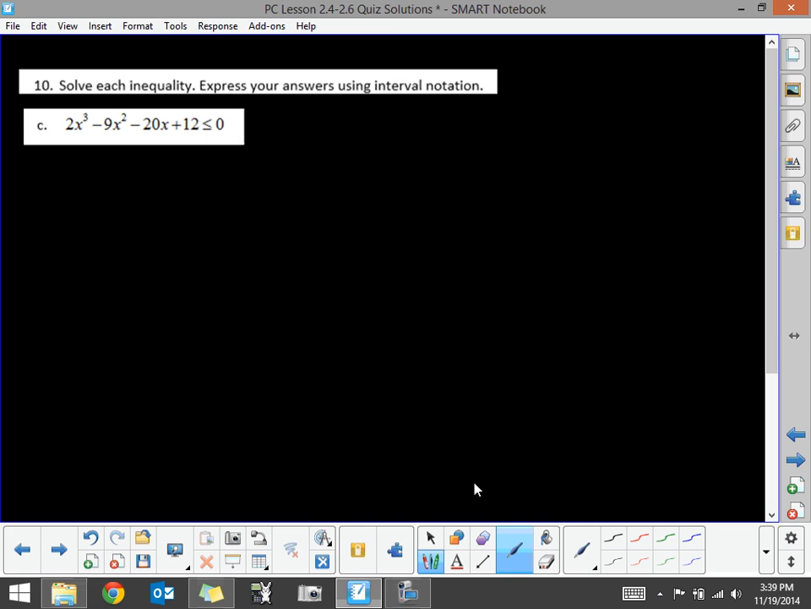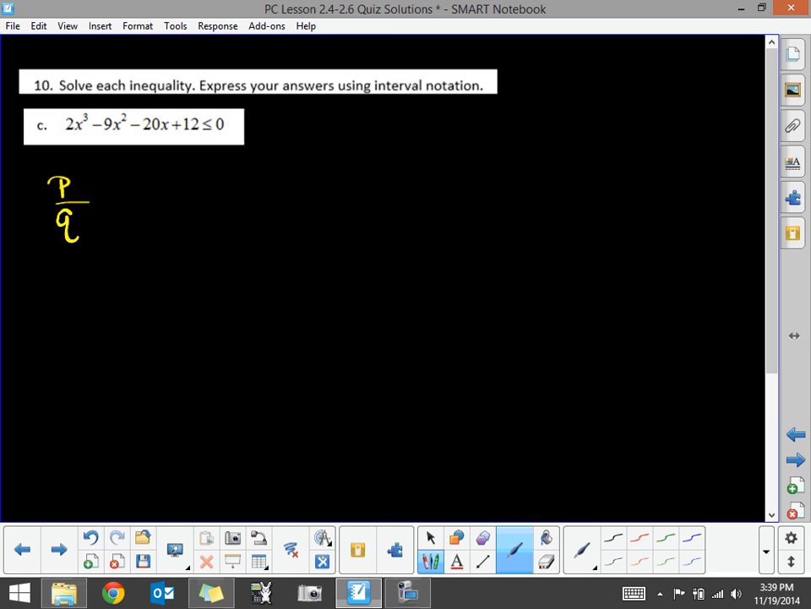Now, I've committed to you that when we have these on a test, I'll either give you a zero so that you can get your synthetic division going, or I'll provide you with the graph. In this one, it didn't get either of those, so this is a little bit out of the commitment that I normally will give you. So what we would have to do is figure out, are there any rational zeros?